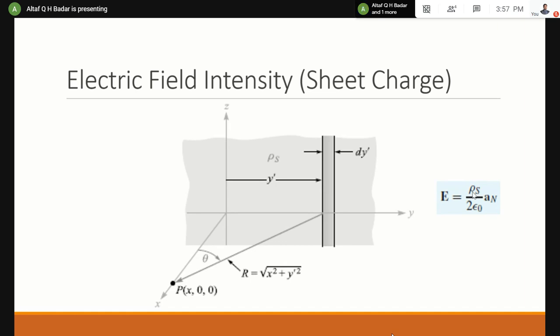Now, the basic fundamental here, where you can go out and really expand your information, is what will happen if the line is not infinite? What will happen if the sheet charge is not infinite? Then how will it affect the working of the system, and how do you find the electric field intensity in that case?